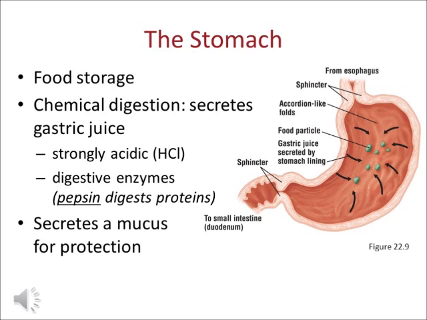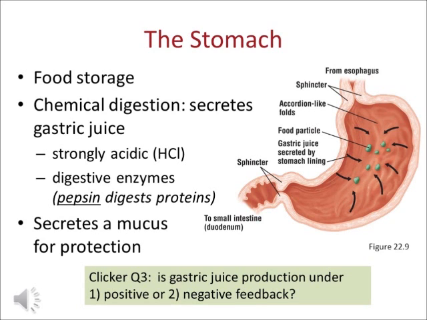As food is digested and leaves the stomach, gastric juice production slows down or stops until food again enters the stomach. Think of gastric juice level in the stomach as a process under one of the feedback mechanisms that you've learned about this semester. Would you say this process was under positive or negative feedback? This is the third clicker question for today's lecture. Take a minute here to enter an answer, 1 for positive, 2 for negative, into your clicker.